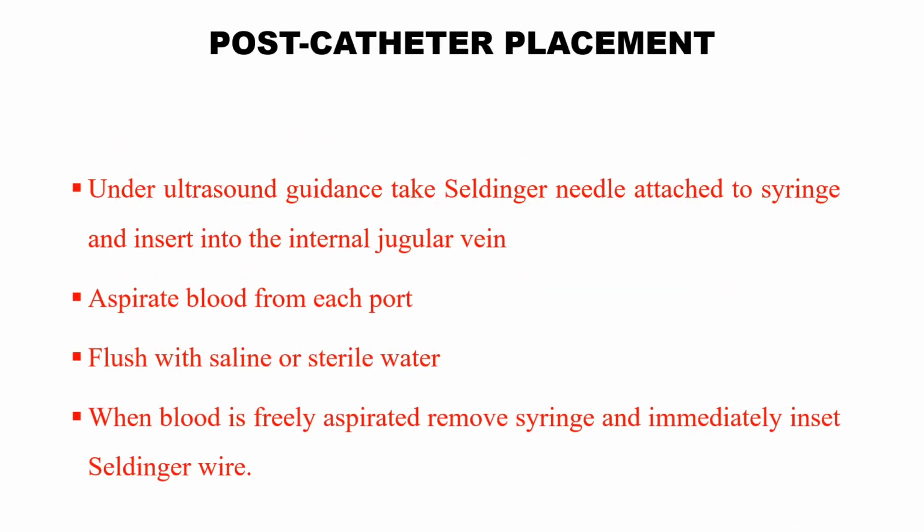After catheter placement, give the lidocaine time to work, flush all the lumens of the line, and then clamp off all the lumens except the seldinger port. Under the ultrasound guidance, take the seldinger needle attached to the syringe and insert it into the internal jugular vein. After that, aspirate the blood from each port and flush with saline or sterile water. When the blood is freely aspirated, remove the syringe and immediately insert the seldinger wire. It should pass easily.